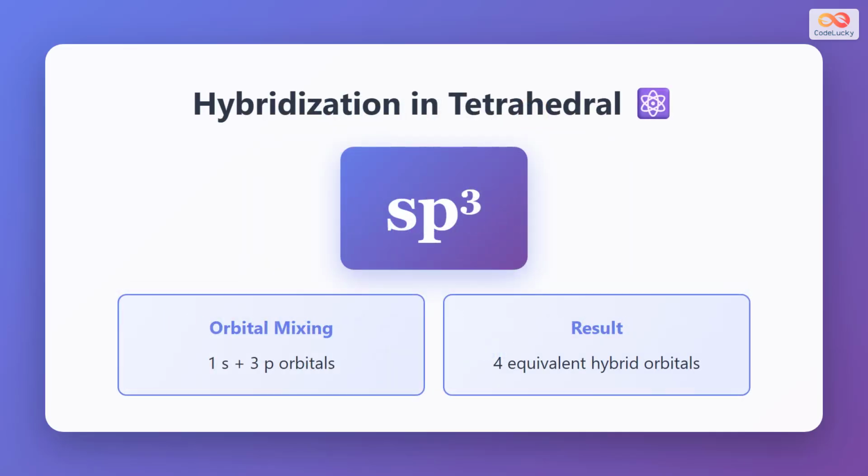Tetrahedral geometry is associated with sp3 hybridization. Hybridization is the mixing of atomic orbitals to form new hybrid orbitals. In sp3 hybridization, one s orbital combines with three p orbitals from the central atom. This mixing produces four equivalent hybrid orbitals that are identical in shape and energy. These four sp3 hybrid orbitals then point toward the corners of a tetrahedron, ready to form bonds with other atoms.